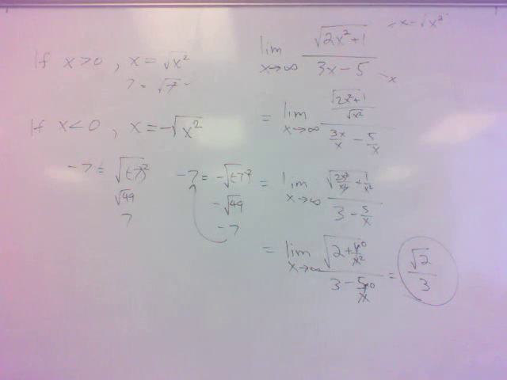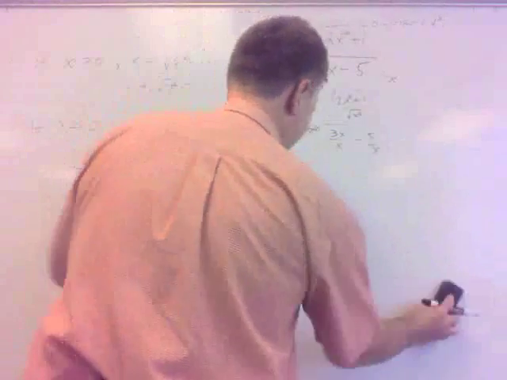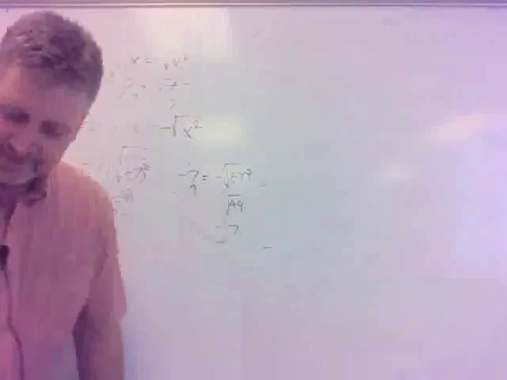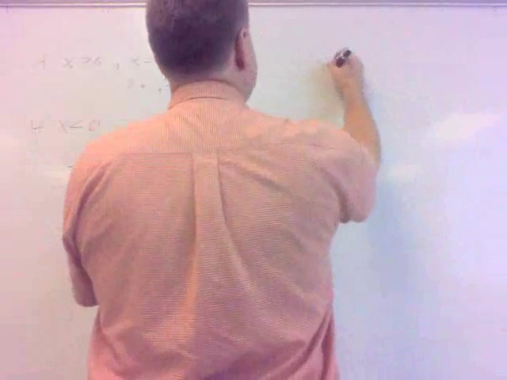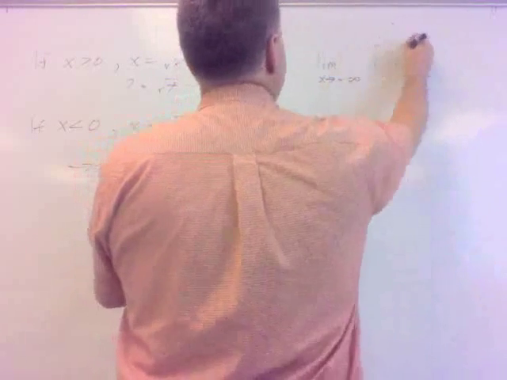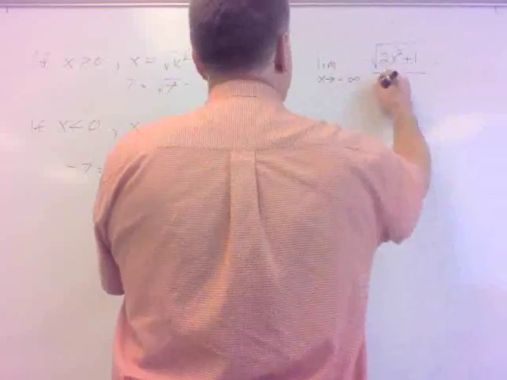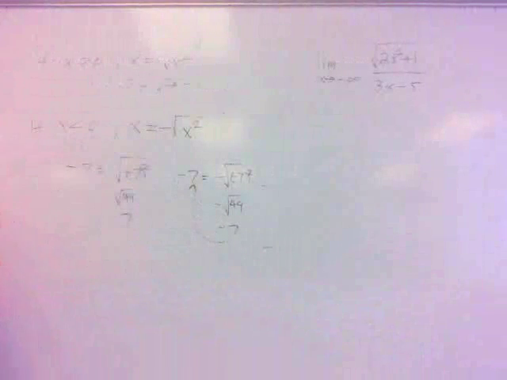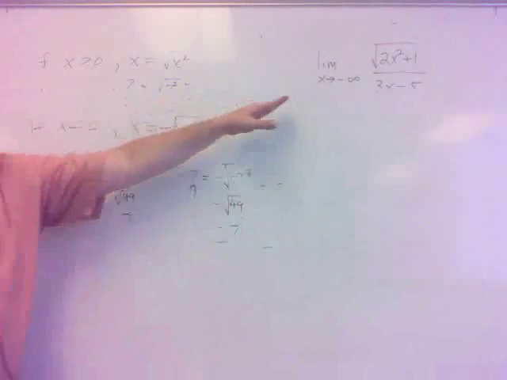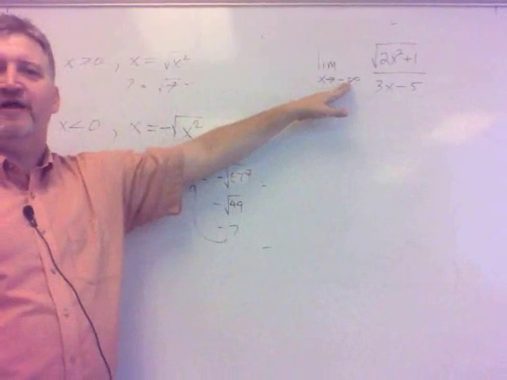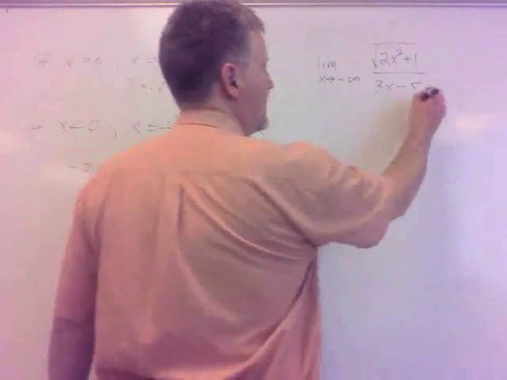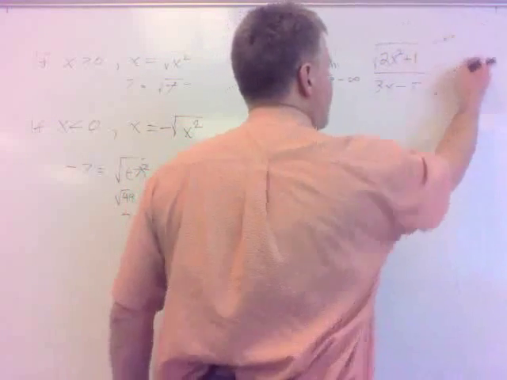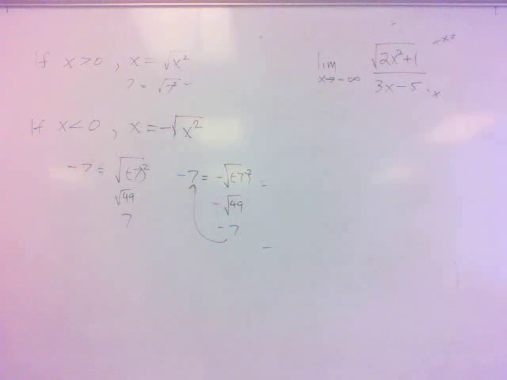Why do I bring that up? Well, let's think about this one. If I'm doing the limit as x approaches negative infinity of the square root of 2x squared plus 1 divided by 3x minus 5, that's not quite the same. Because what are the x values here? Well, they're negatives. I'm going out to negative infinity, so x is less than 0. So when I divide by x, x is not going to be the square root of x squared. It's going to be negative the square root of x squared.